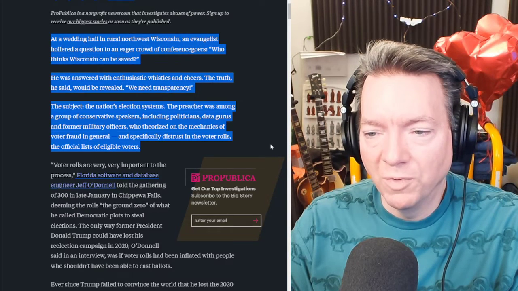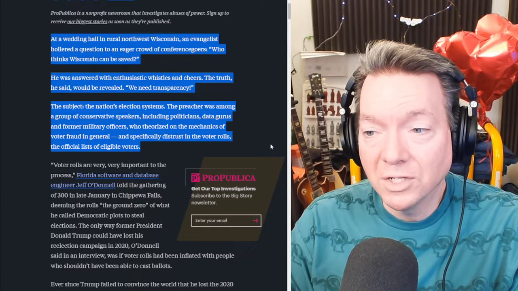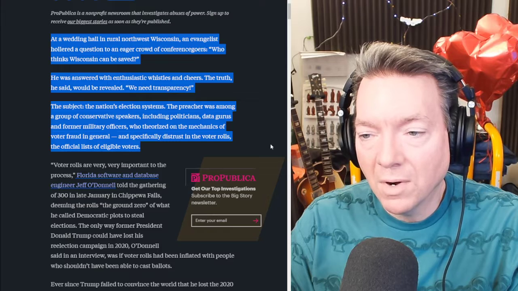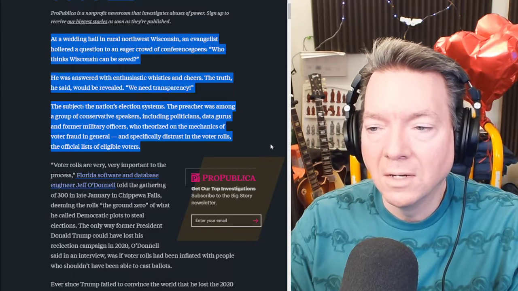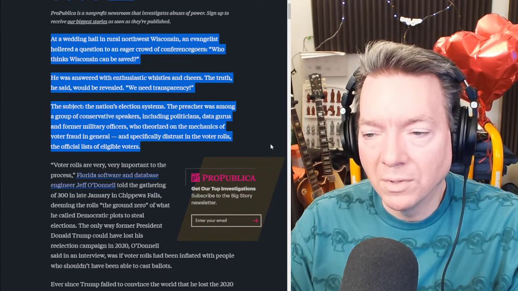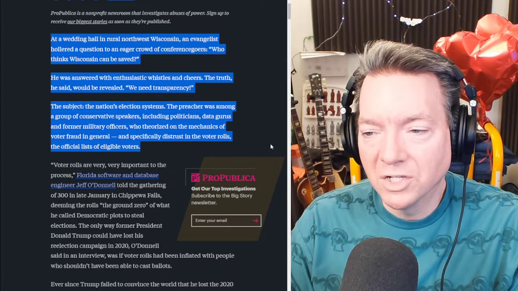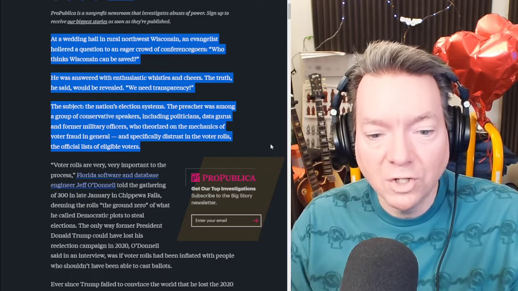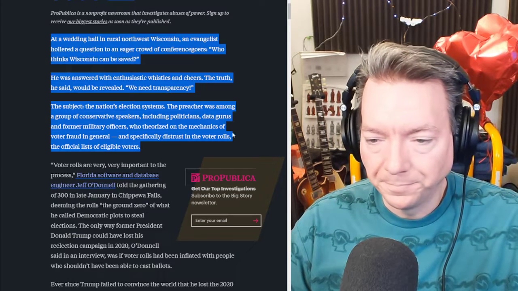The subject was the nation's election system. The preacher was among a group of conservative speakers, including politicians, data gurus, and former military officers who theorized on the mechanics of voter fraud in general, and specifically distrust in the voter rolls, the official list of eligible voters.